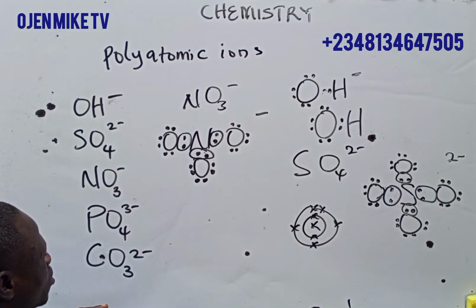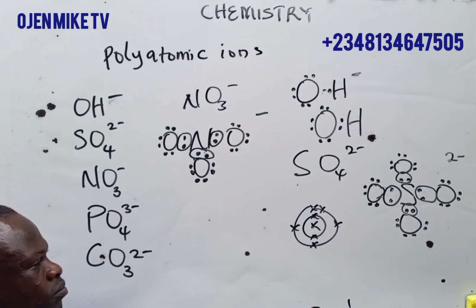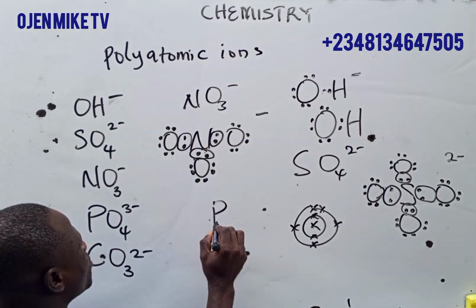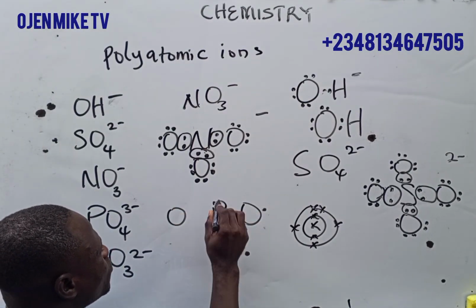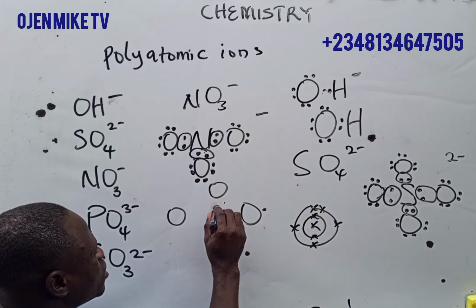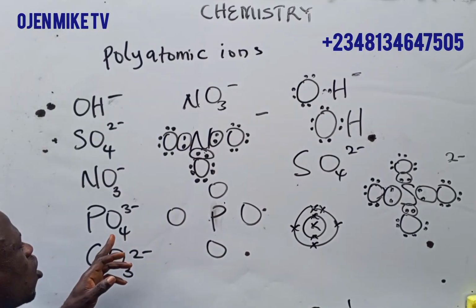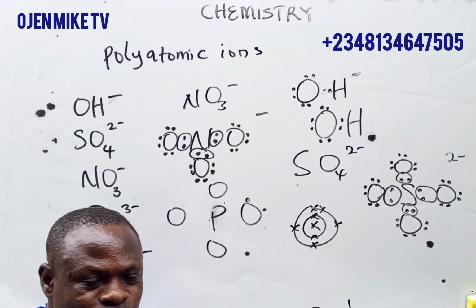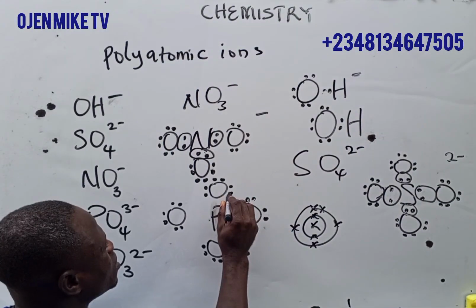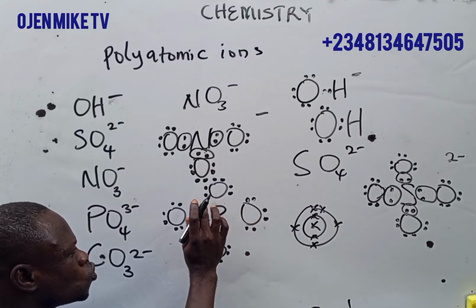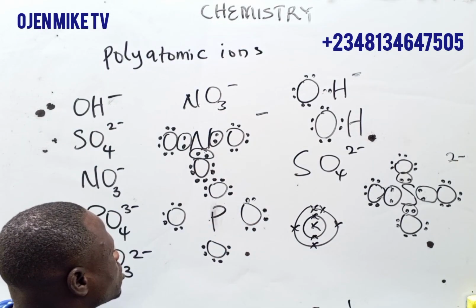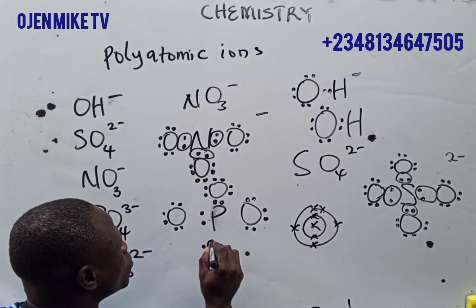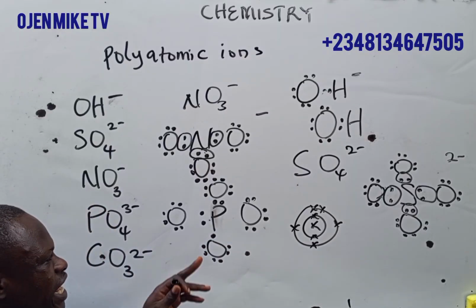Now let's look at this one, then you do this one for me. Phosphorus is also in the same group with nitrogen. Phosphorus is the central atom. Now oxygen here has 4 atoms. I've told you that oxygen has 6 valence electrons. Oxygen here needs 2, 2, 2, 2. Phosphorus has 5 valence electrons. Do you get that? That is 5 valence electrons.